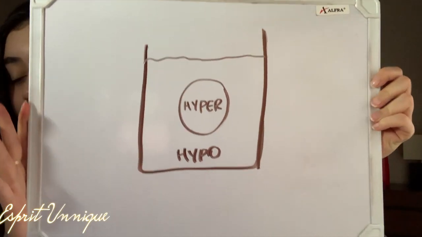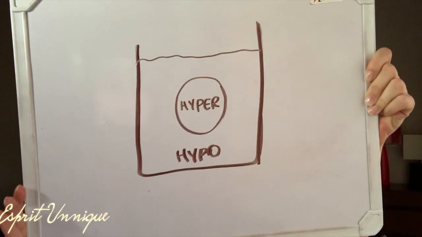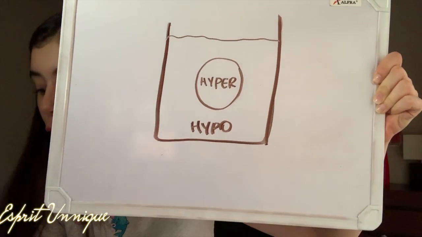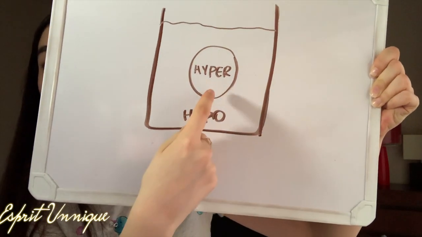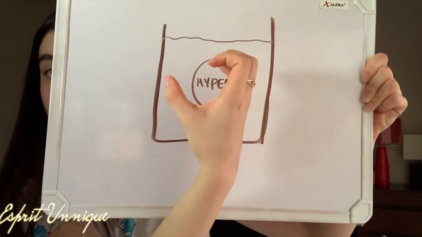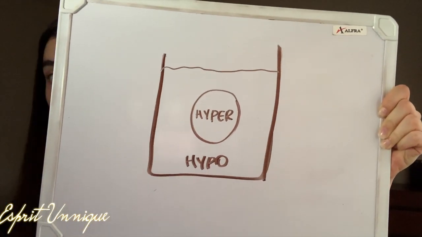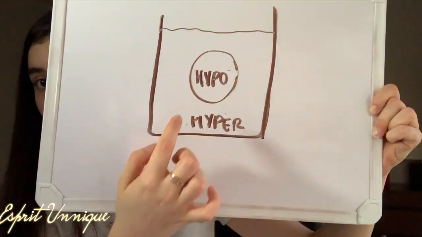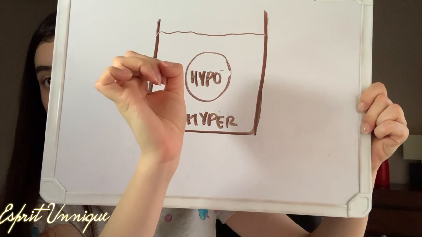So what happens in a cell placed in a hypotonic solution? Well, if you can see here, water moves from hyper to hypo. So what will happen? It will expand and explode. What happens when it is a hypertonic solution? The water leaves and the cell shrinks.